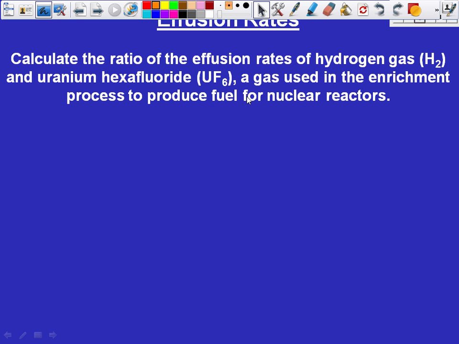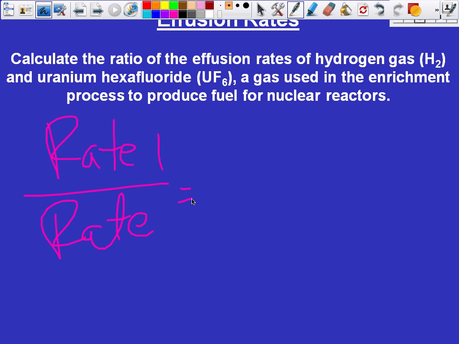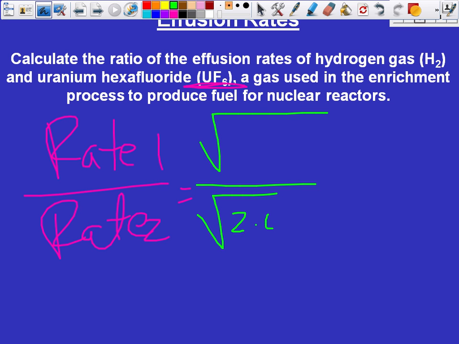So calculate the ratio of diffusion rates of hydrogen gas, H2, with uranium hexafluoride, a gas used in enrichment for nuclear cells. All right? So let's look at that. Remember, rate 1 over rate 2, and again, it's going to come out to be a ratio, is equal to the square root of the molar mass of 2 over the square root of the molar mass of 1. Now, which one of these is heavier? Well, obviously, uranium is going to be heavier, so I'm going to put it on top, and I'm going to put it over the square root of hydrogen, which we know is 2.02.